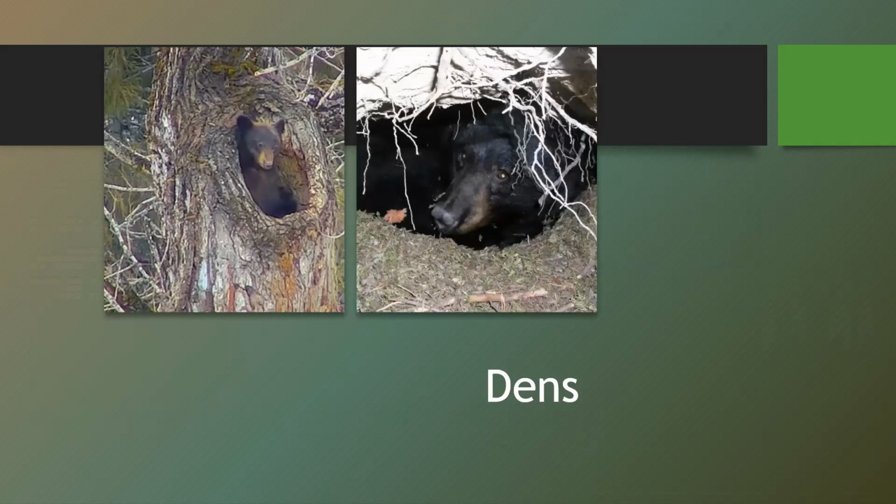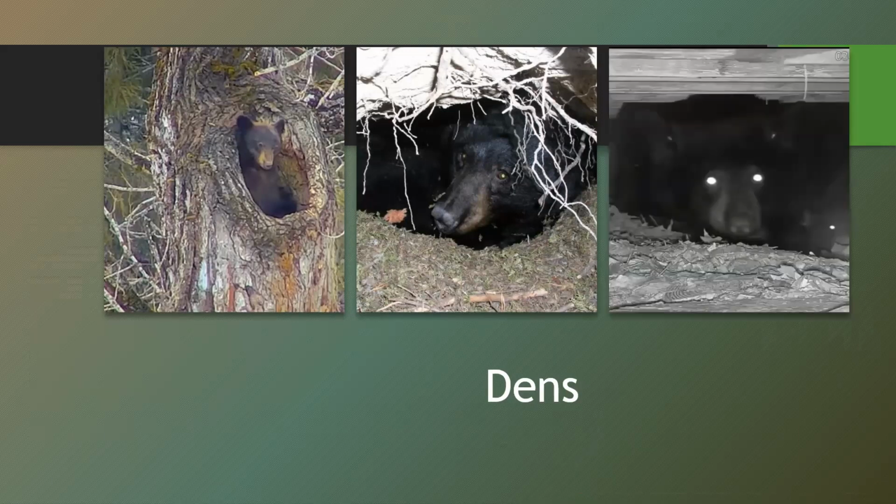But bears don't need to just have a tree. Sometimes they may be under a root mass where a tree has fallen over and there's just a root mass available that makes an indentation in the ground. Or other man-made structures, such as under a front deck or a back deck or porch. And so bears are really just looking for a place to get out of the elements and be undisturbed.